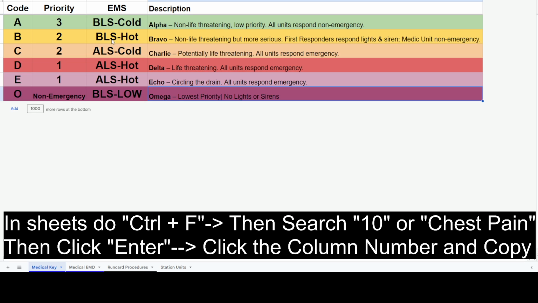Echo responses are also priority 1. They're ALS, Advanced Life Support, hot calls. Again, in such an event, life is in immediate danger and requires units to respond as efficiently and as quickly as possible without endangering the public. An Omega response is the lowest priority. Here at TAFL, an Omega response is not to be used in the event of a 911 call. Omega responses are reserved for incidents such as medical transfers or non-life-threatening EMS events.